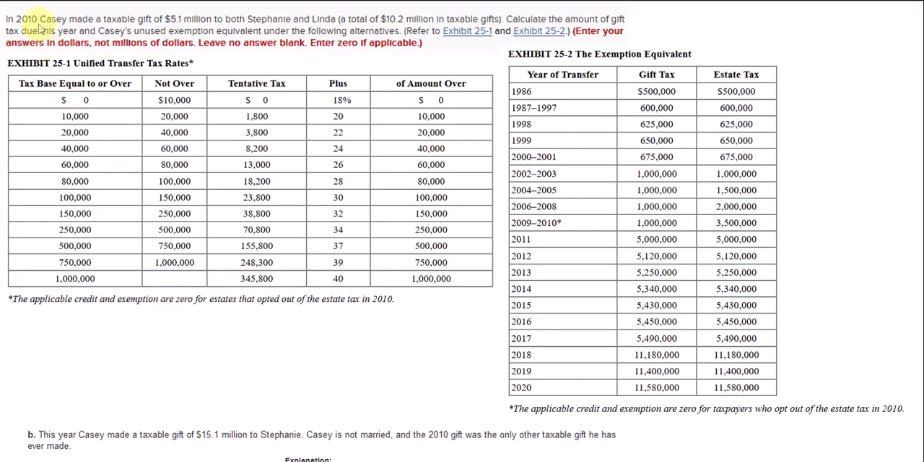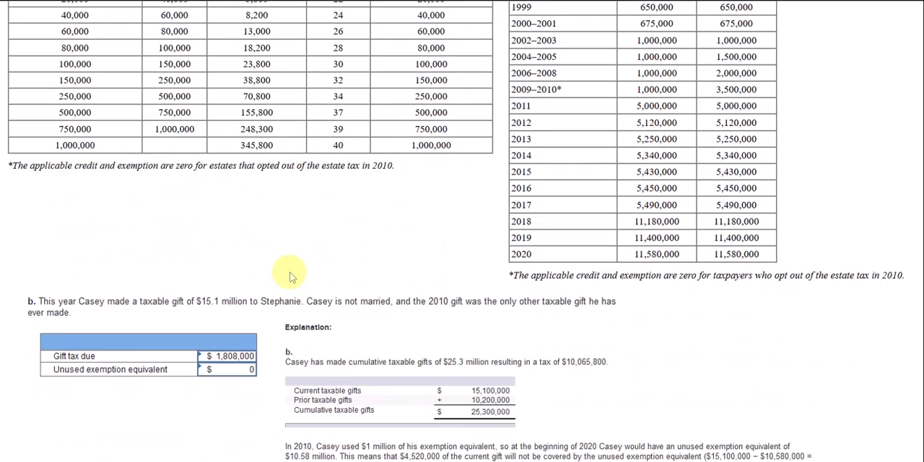In 2010, Casey made a taxable gift of $5.1 million to both Stephanie and Linda, a total of $10.2 million in taxable gifts. Calculate the amount of gift tax due this year and Casey's unused exemption equivalent under the following alternatives. And we need to take advantage of Exhibit 25.1 and 25.2, which I have listed here. Now you may need to pause the video to read the numbers from the table. I'm going to slide on down.